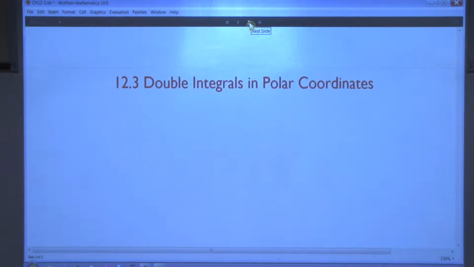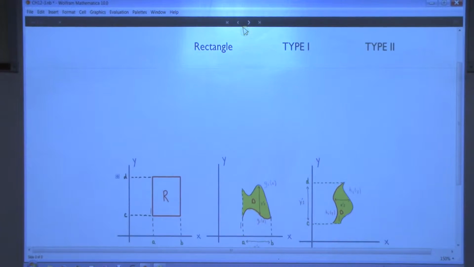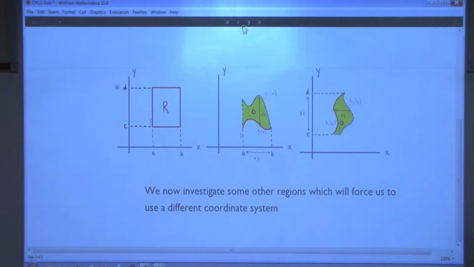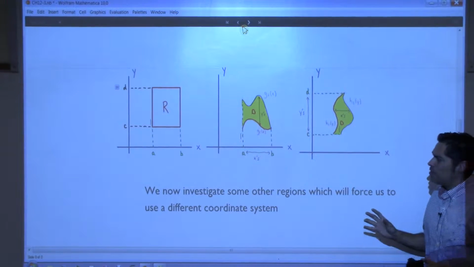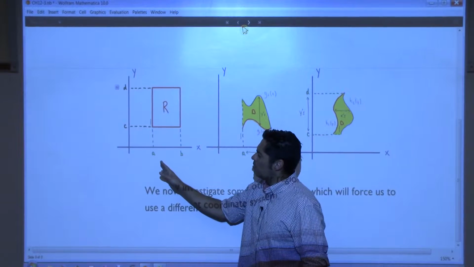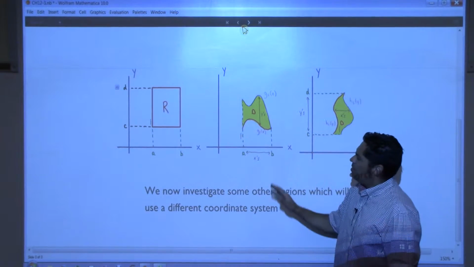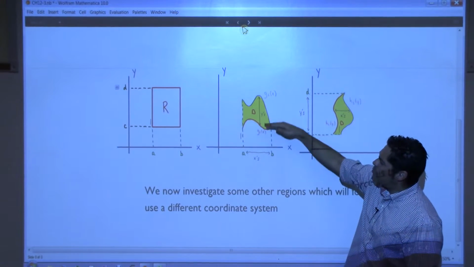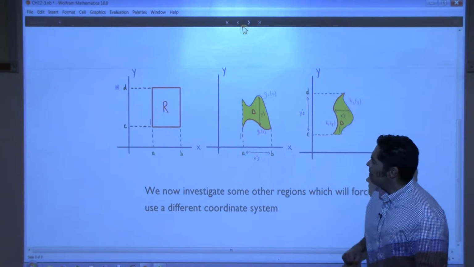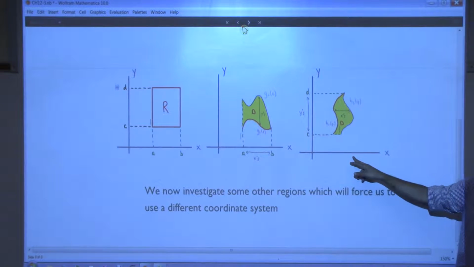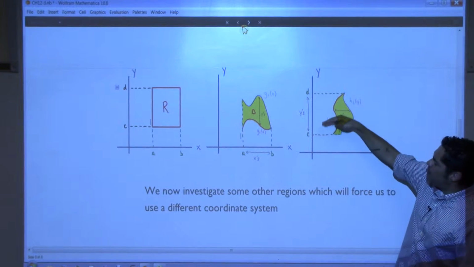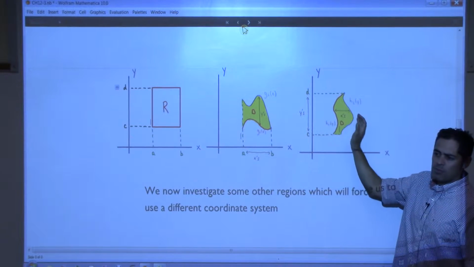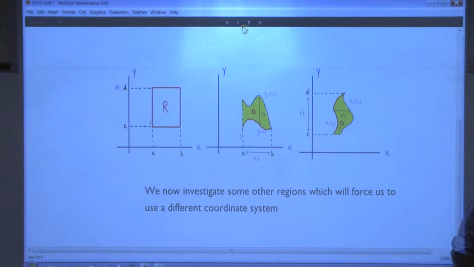All right, so we're going to do double integrals in polar coordinates. Right now we have talked about double integrals over 3 types of shapes when it comes to the domain. We first started with the double integral over a rectangle. Then we had the type 1 region, where our x's were bound between 2 constants and our y's were bound between 2 functions of x. Then we did the type 2 region, where our y's were bounded between 2 constants and our x's were bounded between 2 functions of y, right? So that's what we have done.